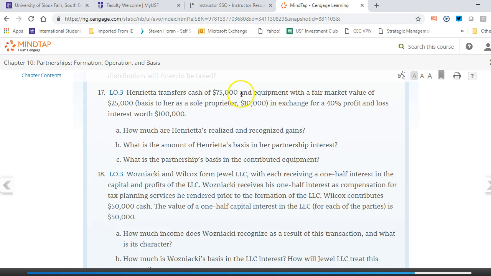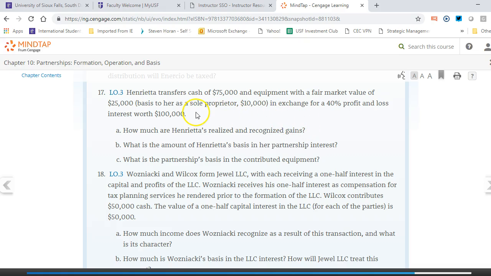So putting in $75,000 of cash and then $25,000 of the fair market value with that basis of 10, there is a $15,000 gain, but none of it is recognized. So there's no tax on that at this point in time.